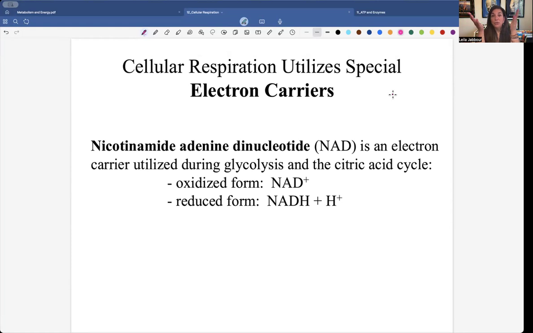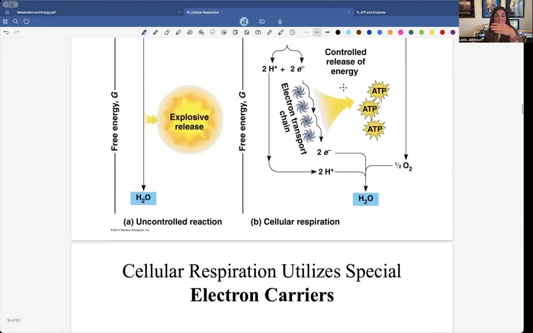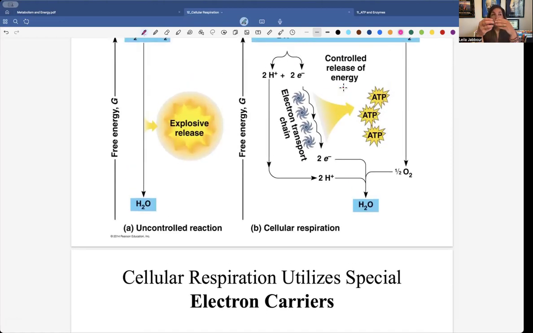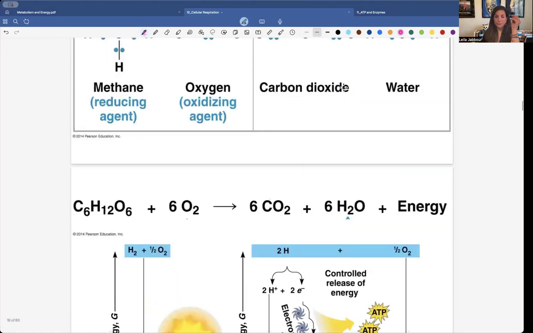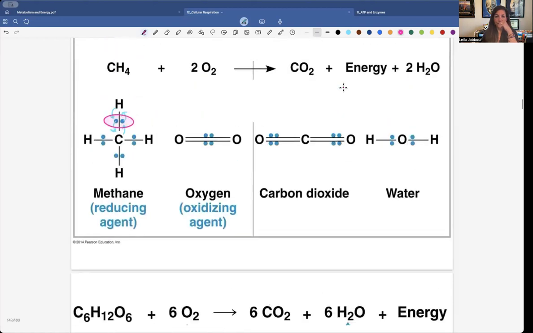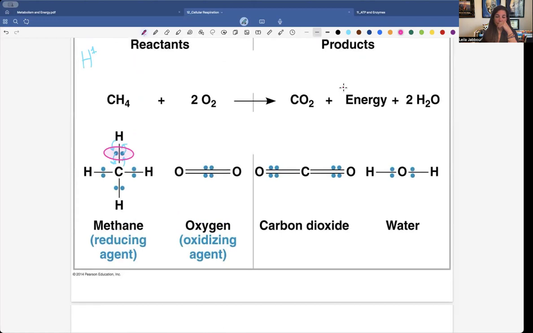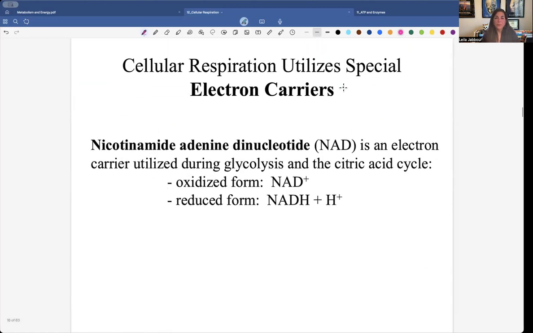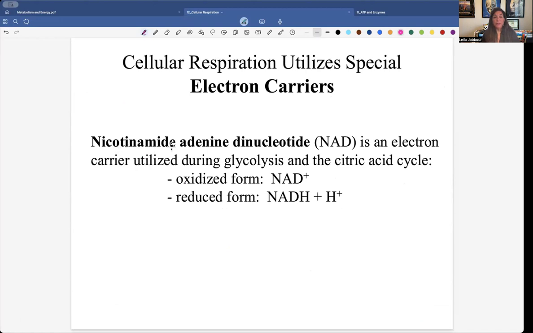These I call electron carriers. So again, I'm talking about molecules that will be transporting that electron from one molecule to the next. So the first molecule is called nicotinamide adenine dinucleotide. If you don't remember the name, it's okay, but NAD you need to remember. So NAD is an electron carrier that's going to be used during glycolysis, but also during the citric acid cycle.